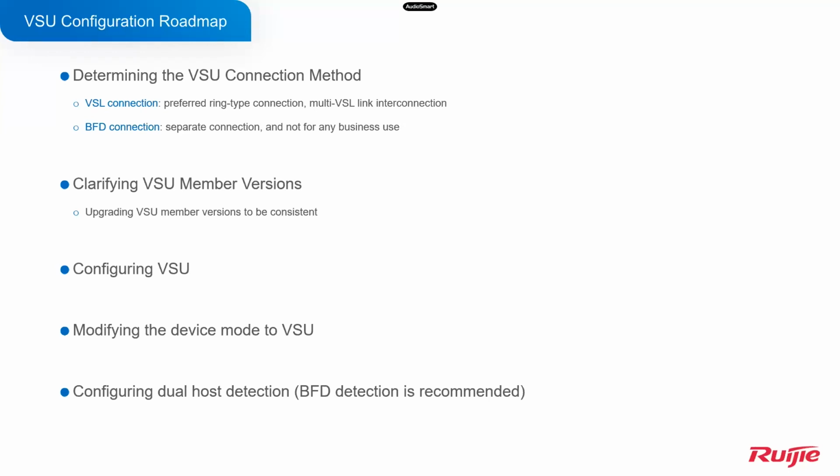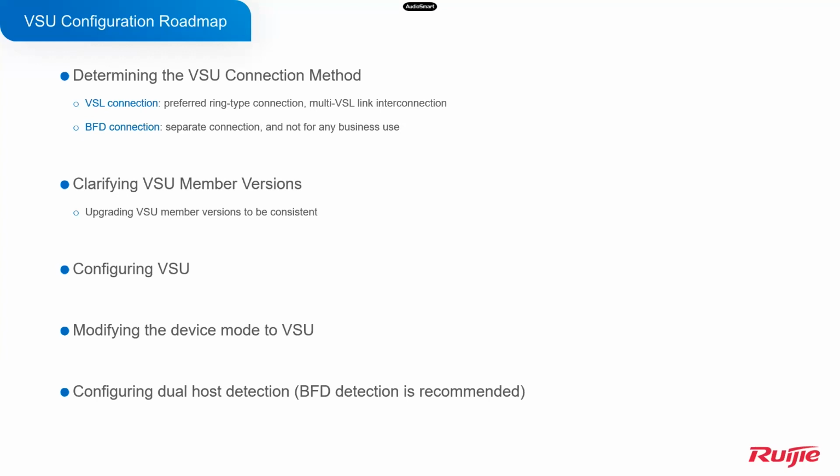In the second step, you have to make sure of your network device version. You must upgrade the VSU member versions to be consistent. Otherwise, maybe they cannot form the VSU successfully. And in the next step, you have to add some VSU configuration. You have to set the domain ID, the switch ID, and also the priority, something like this. And also you have to select which interface should be the VSL. Then you can modify the device mode to VSU, because by default, the working mode is standalone.